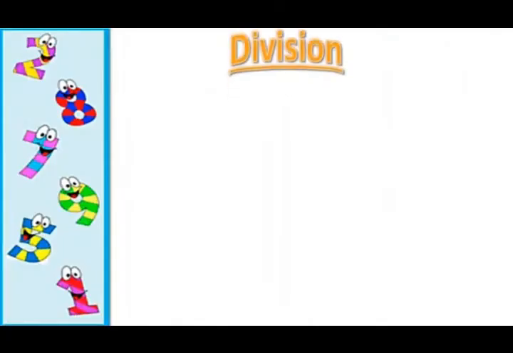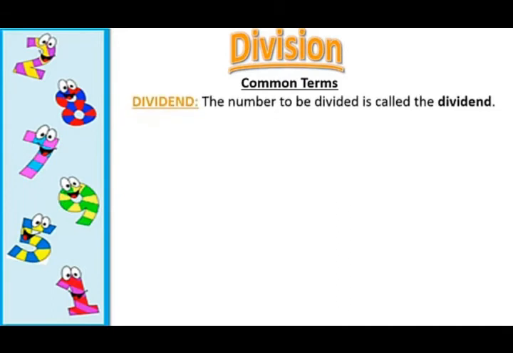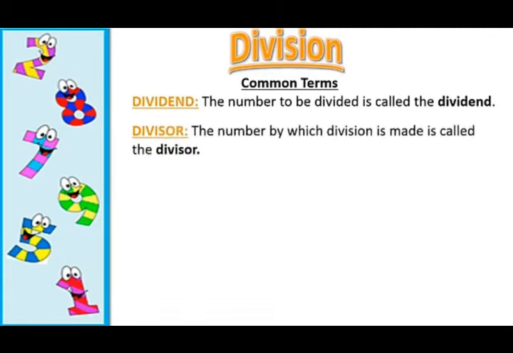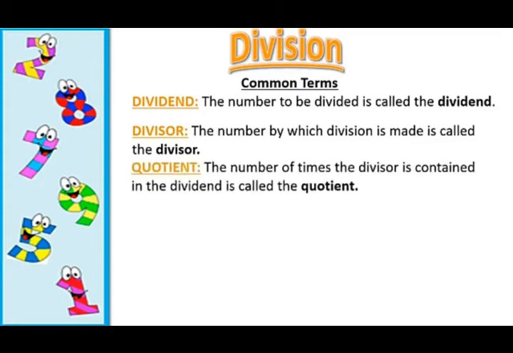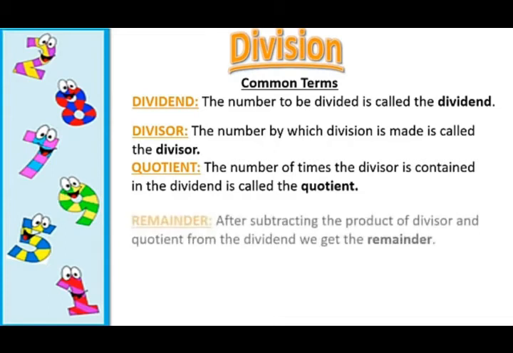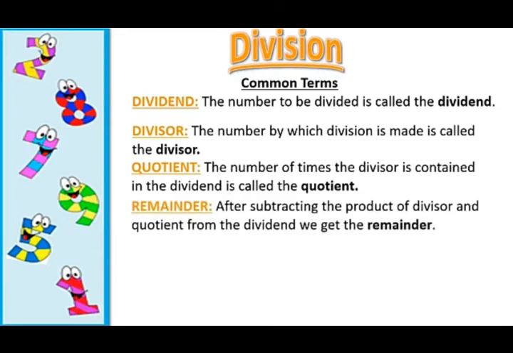Let us move to the fourth mathematical operation, that is division. The common terms used in division are dividend. The number to be divided is called dividend. Divisor. The number by which division is made is called the divisor. Quotient. The number of times the divisor is contained in the dividend is called the quotient. Remainder. After subtracting the product of divisor and the quotient from the dividend, we get remainder.